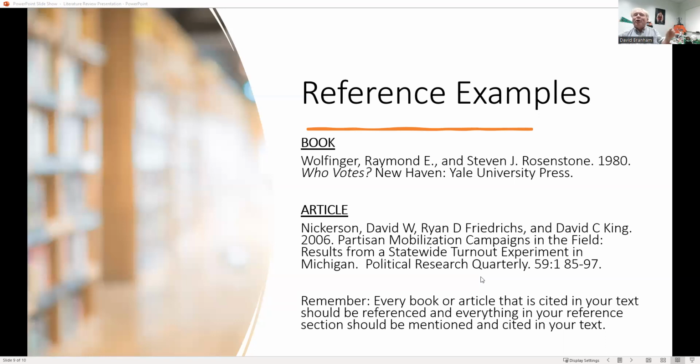Then the title, Who Votes? And Who Votes has a question mark up there because that's actually in the title. The title is the question, Who Votes?